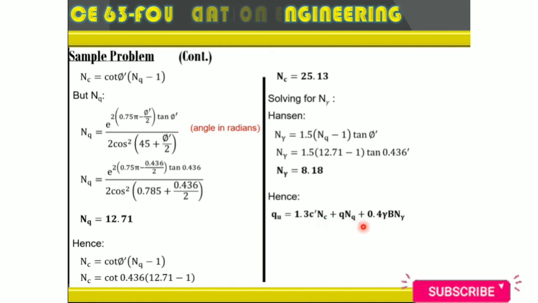So from the formula, our qu is equal to 1.3 c prime Nc plus q Nq plus 0.4 unit weight B N unit weight for a square foundation. We can substitute our c prime and our calculated values for Nc, Nq, and N unit weight. This small q is simply the unit weight of soil times the depth of footing, which are given parameters. So there's no reason that we cannot calculate this one, since B also is given.